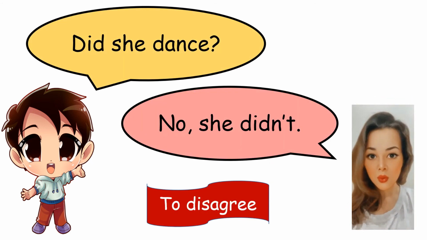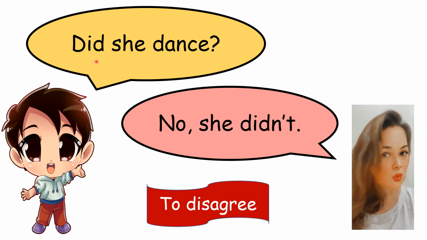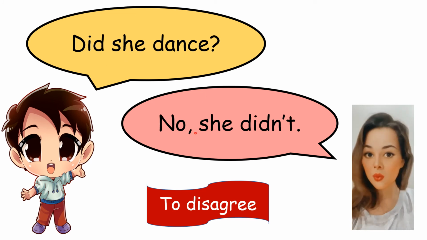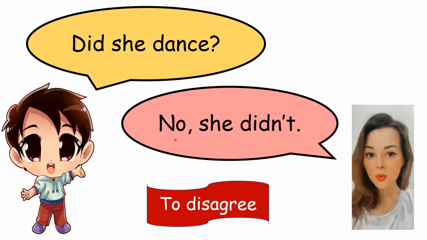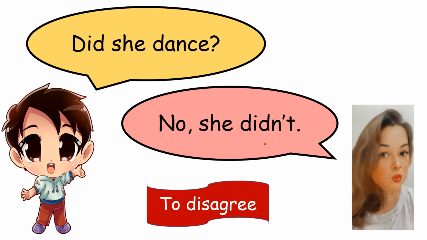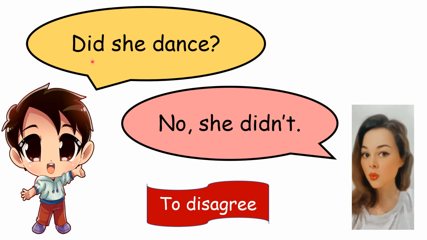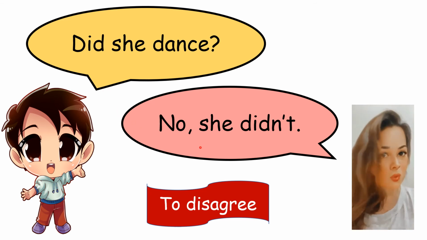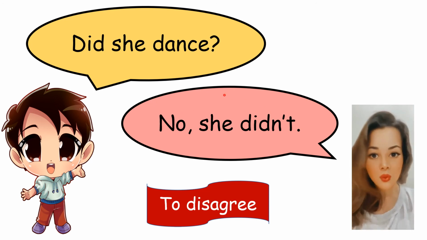Now what about when we disagree? We will start questioning first. Did she dance? To disagree, we will always say no. And when we say no, we use the word didn't. For questions that start with the word did, to disagree, we use the word didn't. And it goes, no, she didn't.